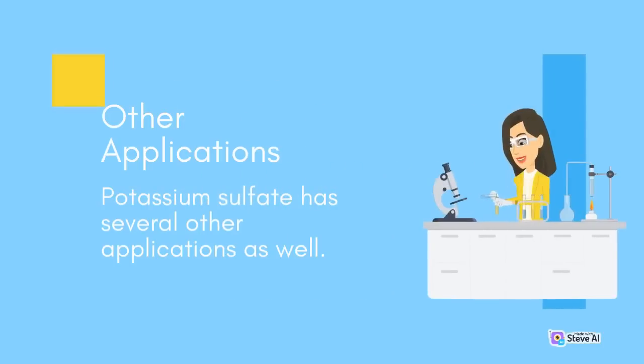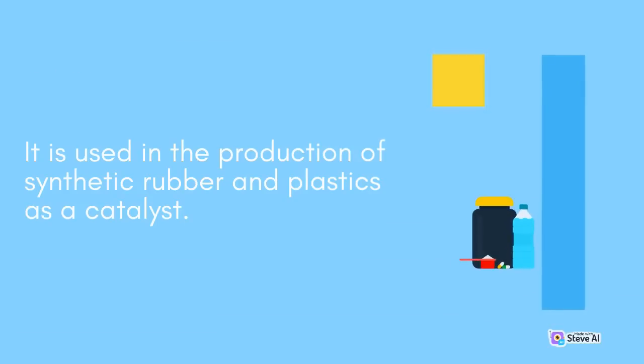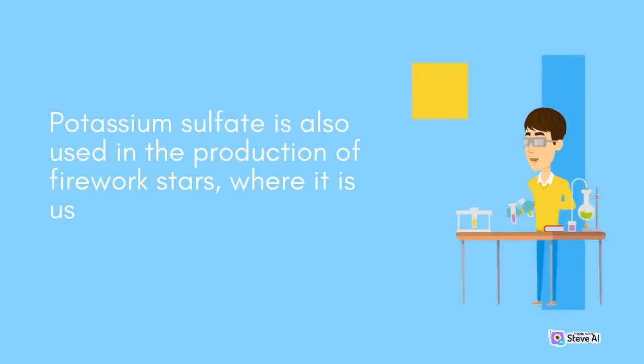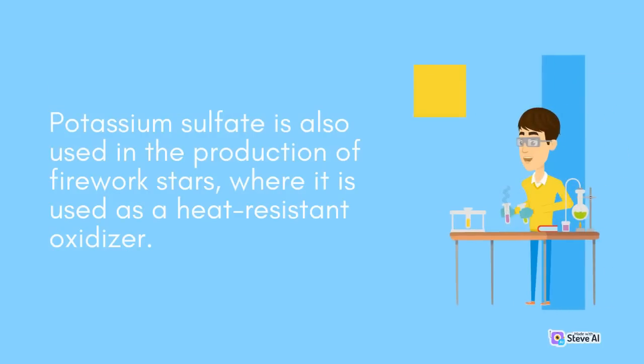Other applications. Potassium sulfate has several other applications as well. It is used in the production of synthetic rubber and plastics as a catalyst. It is also used in the production of ceramics as a flux to reduce the melting point of silica. Potassium sulfate is also used in the production of firework stars, where it is used as a heat-resistant oxidizer.